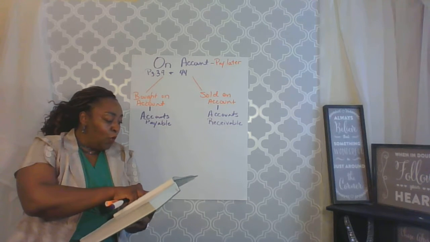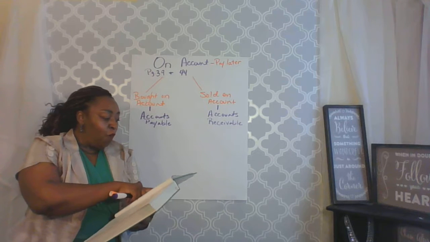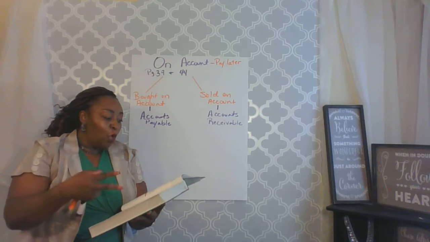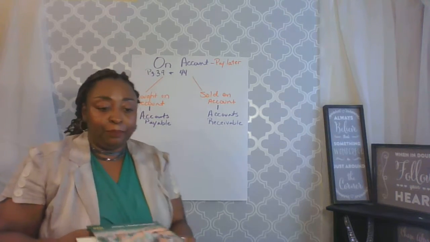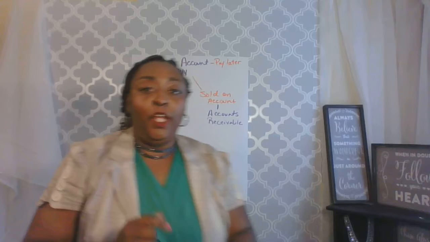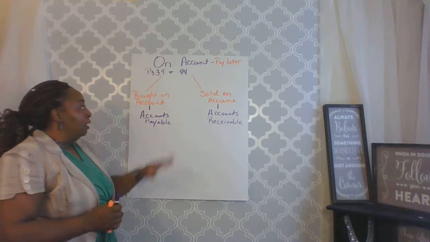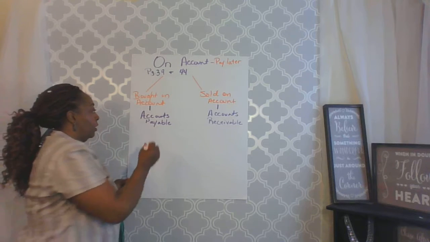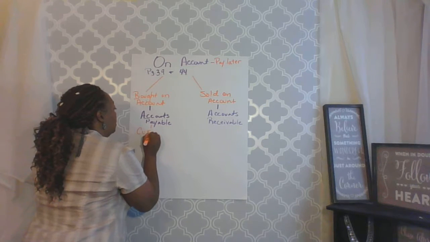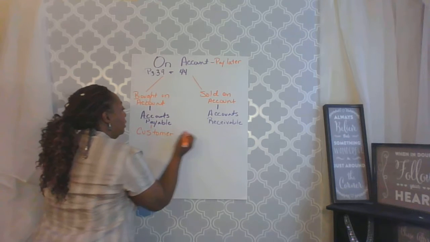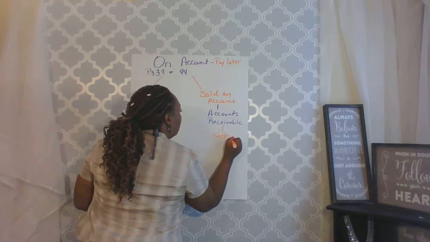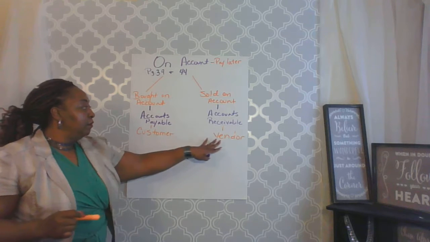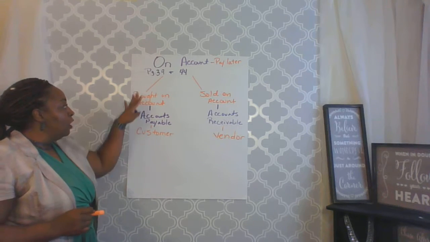We sold on account on page 44: sold services on account to Main Street Services. We sold on account to Main Street, so we are their creditor, or a vendor of theirs. Here we are a customer. Here we are a vendor. Customer, vendor.